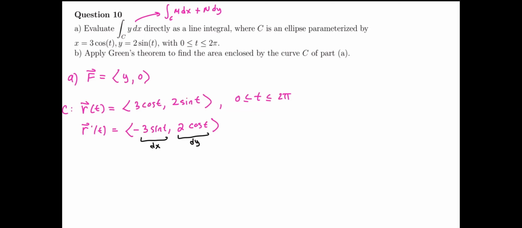So that means our line integral along curve C of y dx is going to be the integral from 0 to 2 pi of y of r of t. So we're going to plug in the function for y. This is our component y, this is our component x. So you'll have 2 sine of t times dx. Well, dx, as we said, is dx dt, so that would be -3 sine of t dt. That's how you set up this integral.